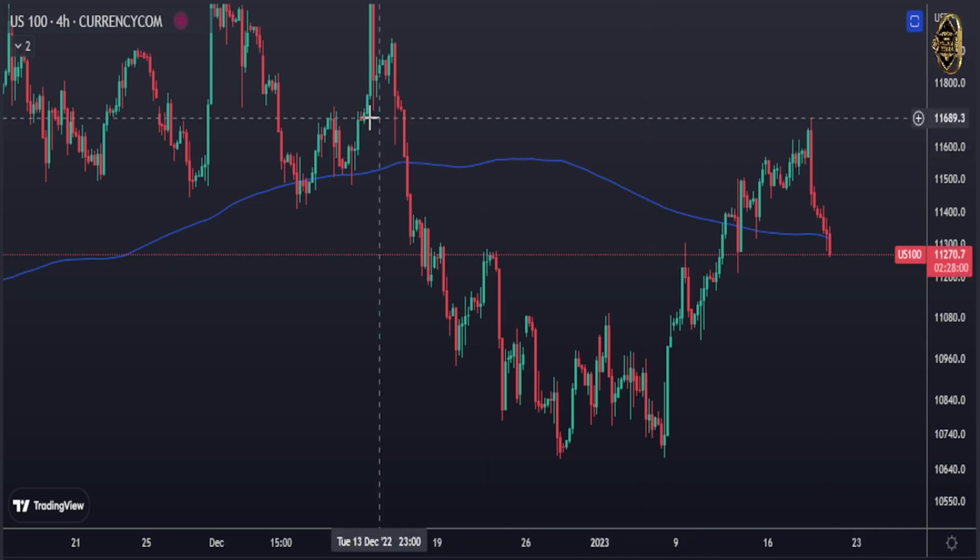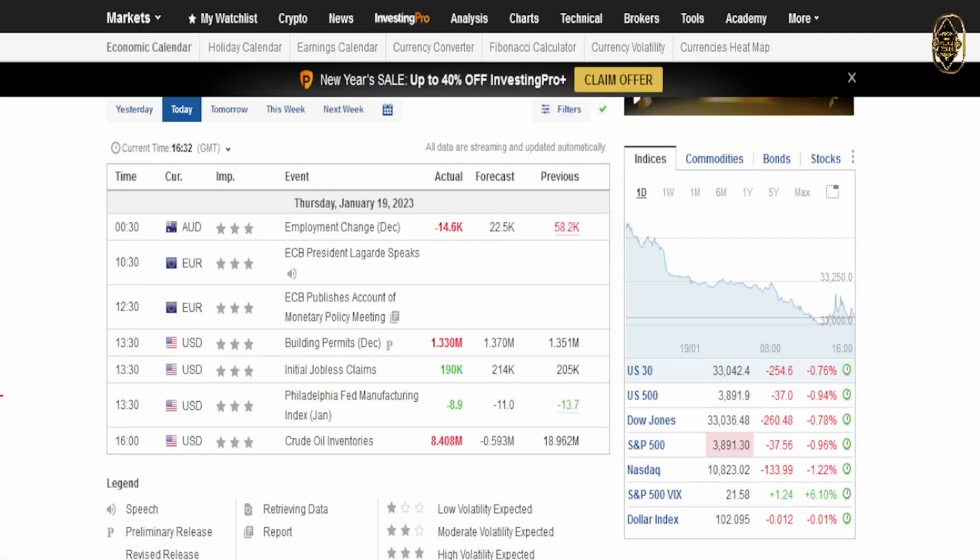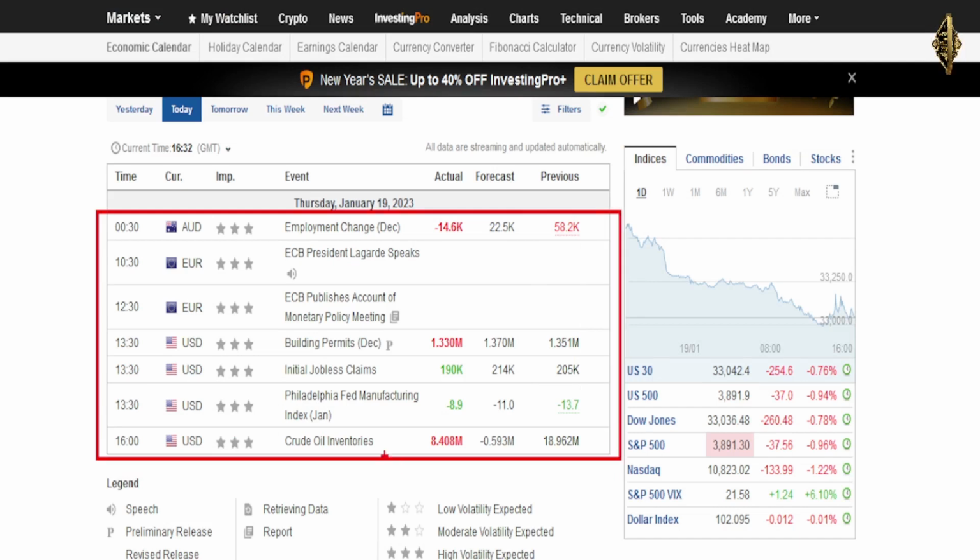So let me show you some news. The news will come today to explain those things to you. As you see here, the news will come today, over here in that square I'm drawing for you. The news that sent the S&P 500 and the Nasdaq down is that one, the building permits for December. As you see, it used to be 1.351. This month it fell down to 1.330. That's when the housing sector in America is doing very badly.